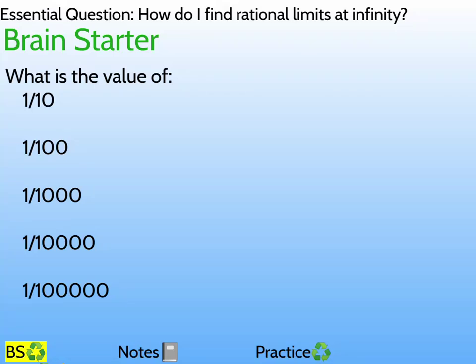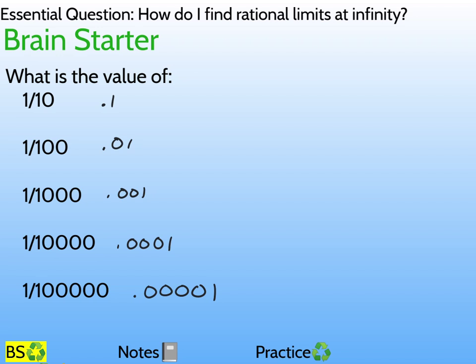For this brain starter, find those 5 values. Well, clearly, 1/10 is 0.1, 1/100th is 0.01, 0.001, 0.0001, and 0.00001.